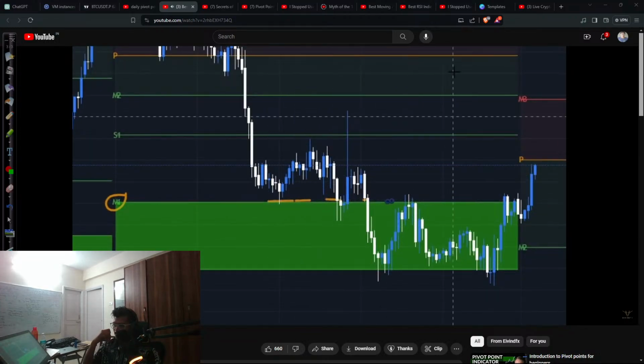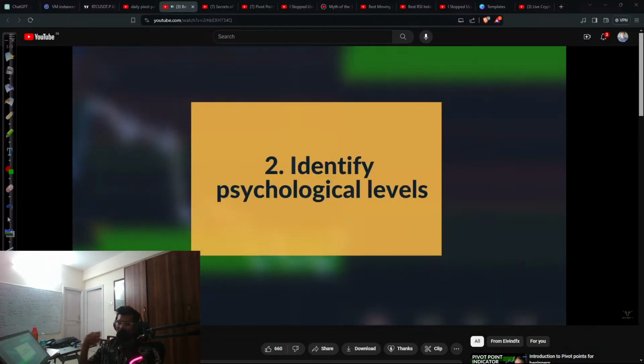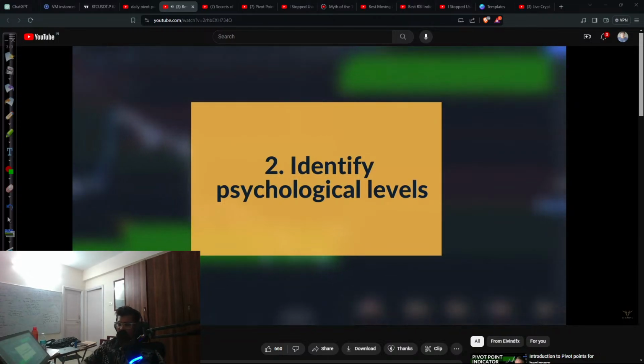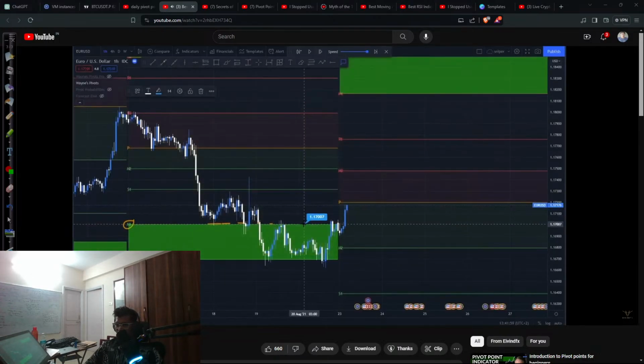The next thing is we need to find the levels M1 and M2, which are nothing but psychological middle levels, like 1700. So M1 is the middle point between S1 and S2.